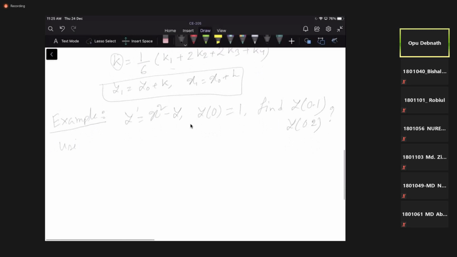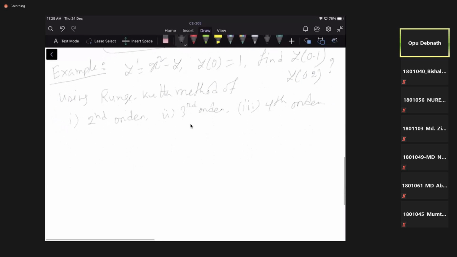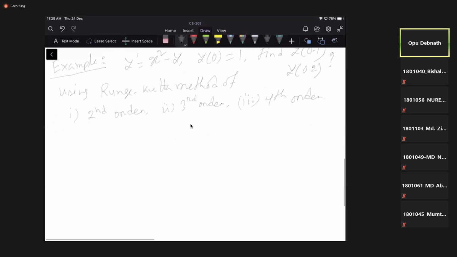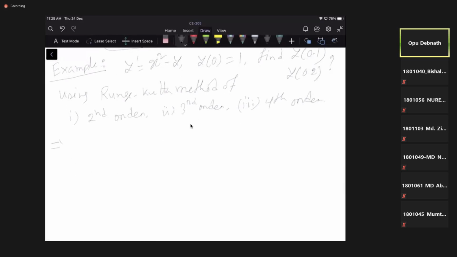Using the methods of first, second order, then third order, and finally fourth order. So let's do it. We start with the first order. Before starting the solution, we need to do some preliminary steps like this.